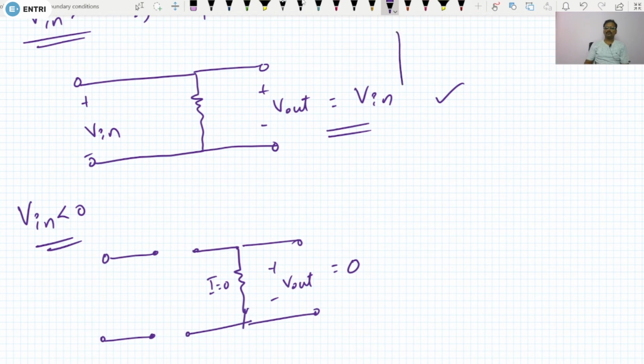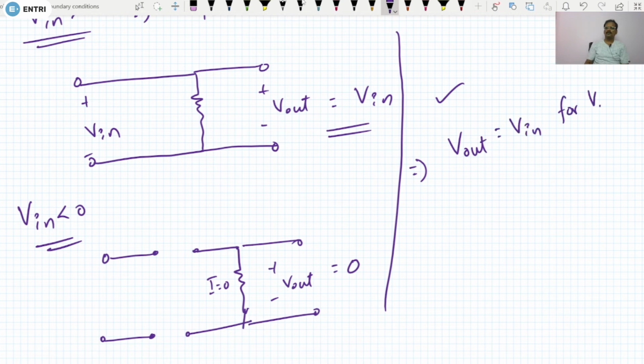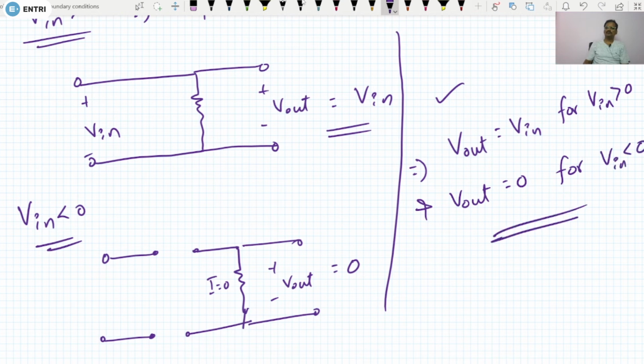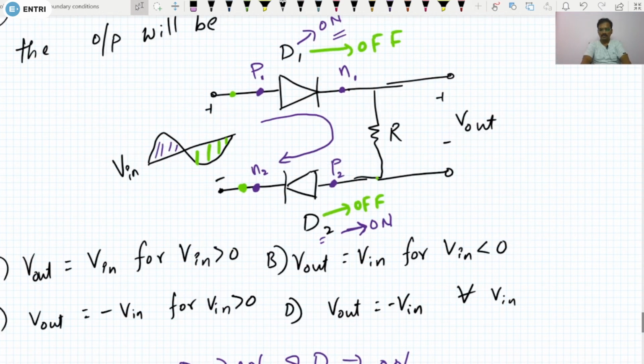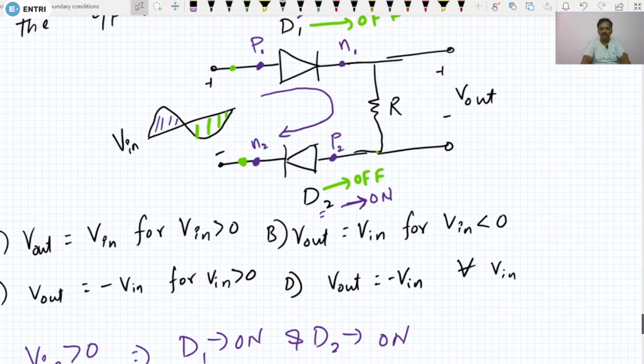So from this, what can we conclude? We can conclude that V out equals V in for V in greater than 0, and V out equals 0 for V in less than 0. So these are the conclusions we can make. From these conclusions, try to determine the answer. Which option is correct here?